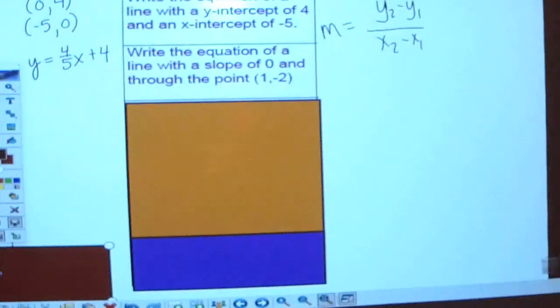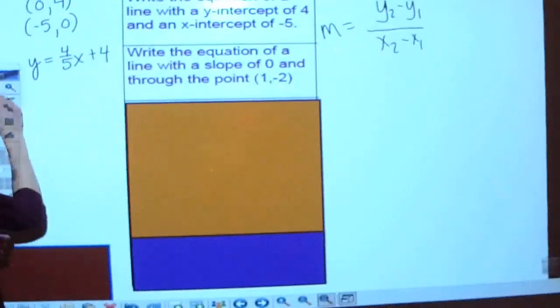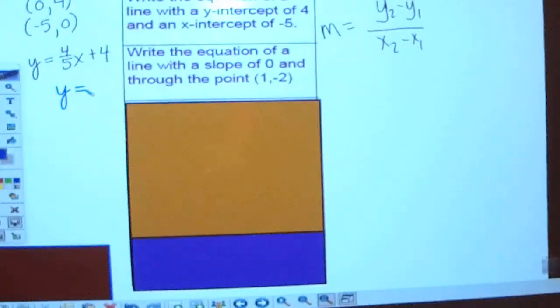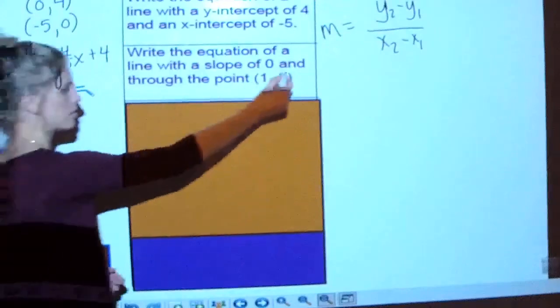Okay, what type of line has a slope of 0? Horizontal. And what's the equation of a horizontal line? Y equals a number. Okay, Dylan, if you don't stop, I will write you a tally. Okay, it's very distracting. Okay, y equals a number, and what's the number that y equals? -2. So now it's number 7.